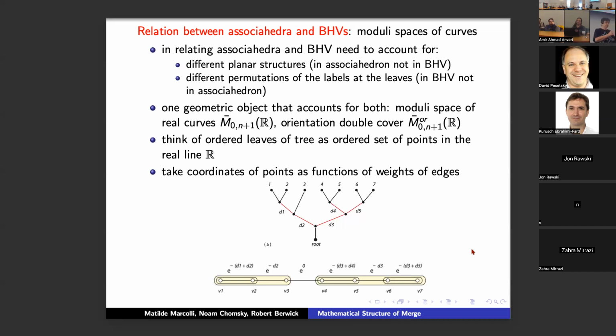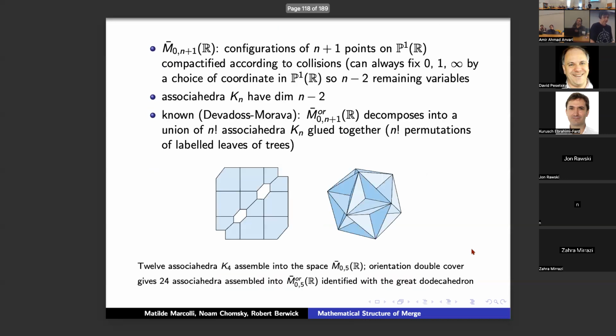All these different associations are glued together in a geometric object, known as this moduli space of real curves that mathematicians have been studying for a long time. In fact, it's called its orientation double cover for topological reasons. It basically comes from looking at these lengths that you're assigning as lengths in the line that separate points, and looking at these configurations of points in the line as an equivalent problem. And that's a way of describing the geometry.